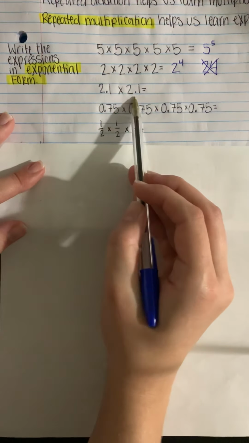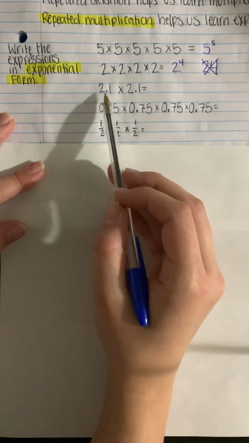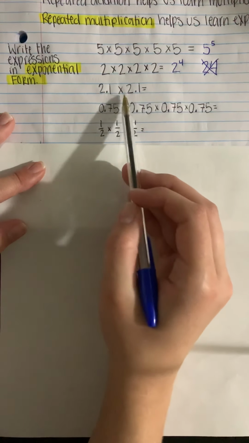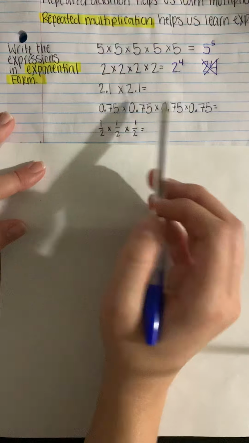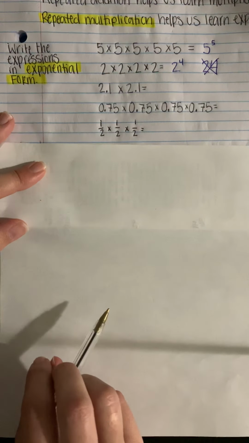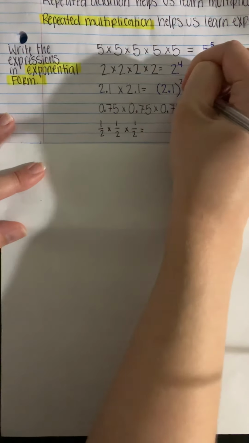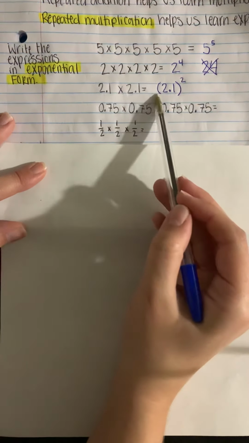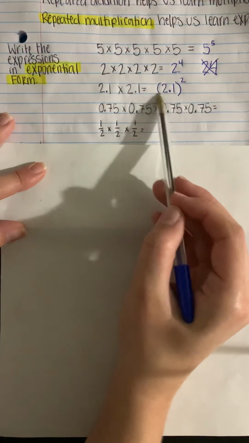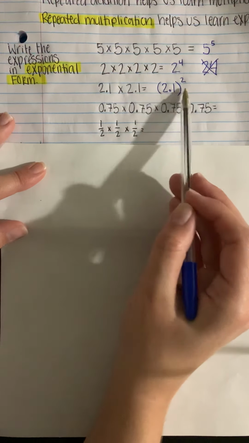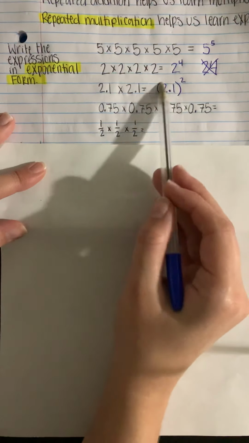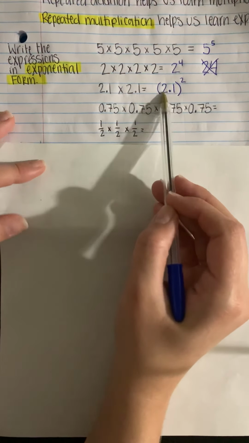Your base numbers can also be decimals. So if we have 2 and 1/10 times 2 and 1/10, we can still write that in exponential form. That would be 2 and 1/10 to the 2nd power. And notice how I put the base in parentheses? That just makes it a little bit easier to understand what is being repeated as the factor.